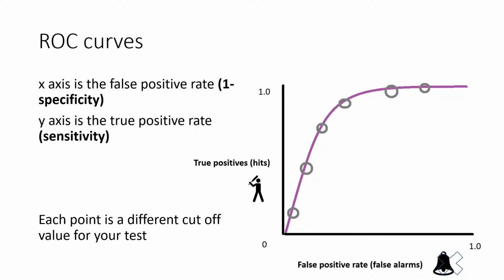So how the curve plays out is that you have on your x-axis the false positive rate, which I call the false alarms, and then you have your true positive rate, the hits, on the y-axis. So this is the 1 minus specificity, false positive rate, and the sensitivity, true positive rate. And each circle is a different cutoff point for your test. So between positive or negative, each point is a different value for positive or negative.